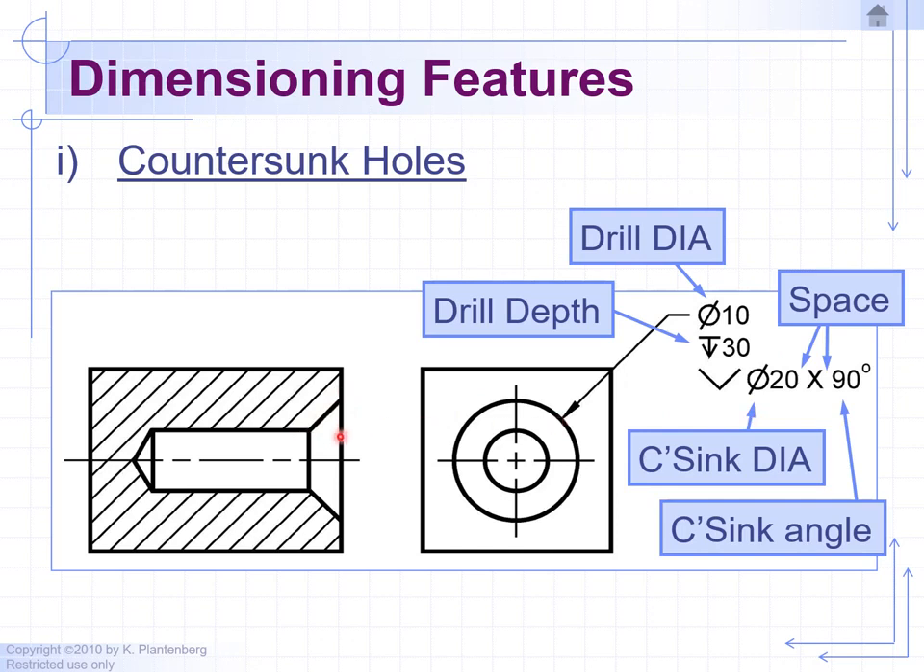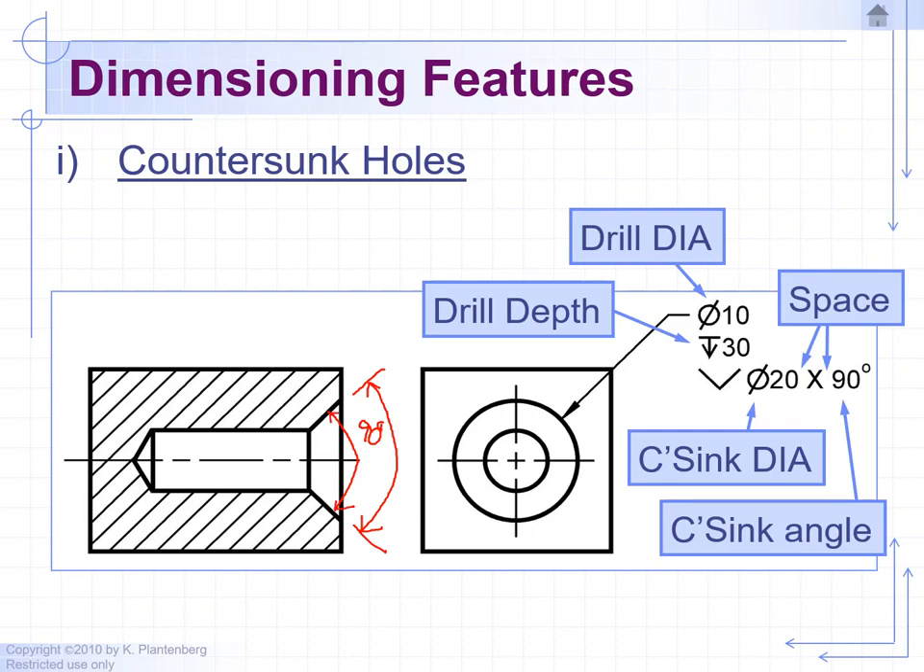Now the 90 degrees is not from here to here. The 90 degrees is actually from here to here. Okay, so that's 90 degrees. So it's 45 from the center axis line to this face, 45 from the center axis line to this face, for a total of 90 degrees. So that's how we define our countersunk hole.